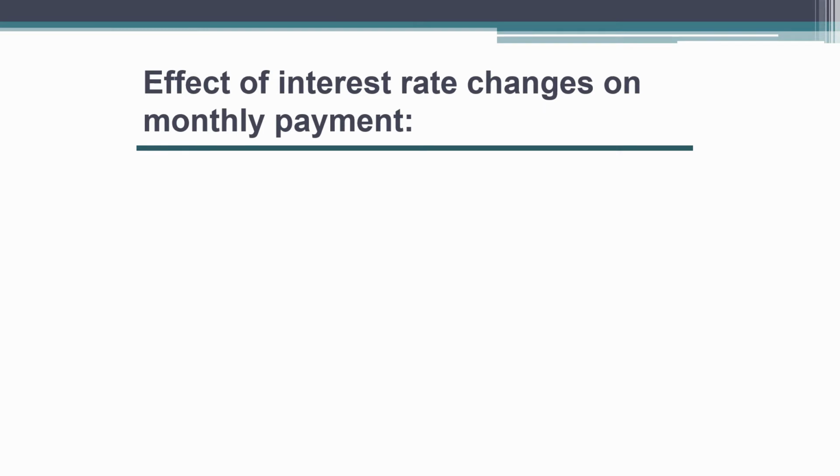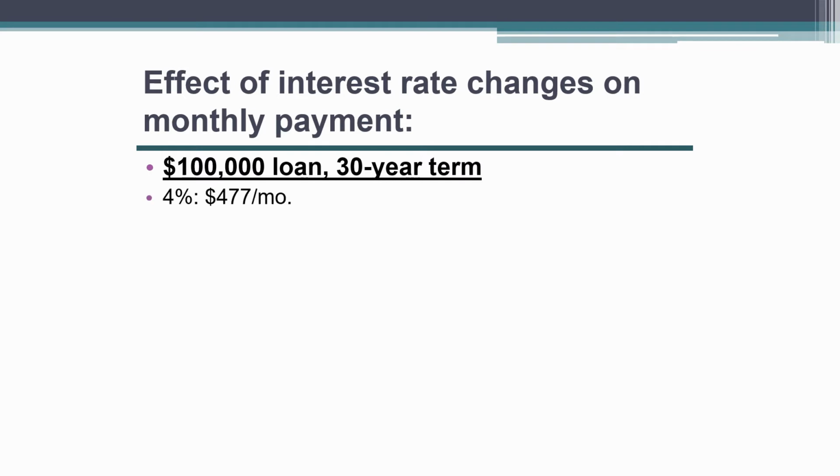Now, what if we were able to change the interest rate? What effect would that have on the monthly payment? We've already said that on this $100,000 30-year loan, the monthly payment is $600 if our interest rate is 6%. But let's look at some alternative interest rates and see how they would affect the monthly payment.